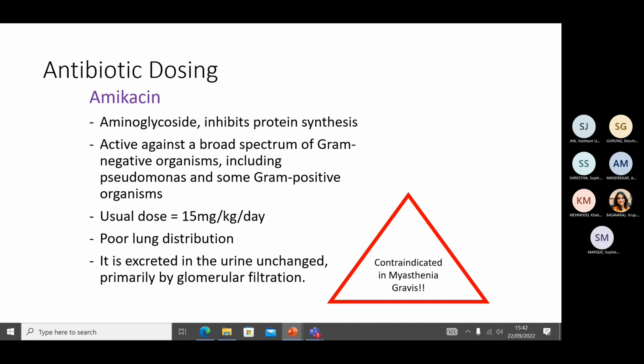Okay, next, I'm going to talk about amikacin. Sorry, I'm taking too much time. I'll try and speed up. No, just with that. Okay, thank you.